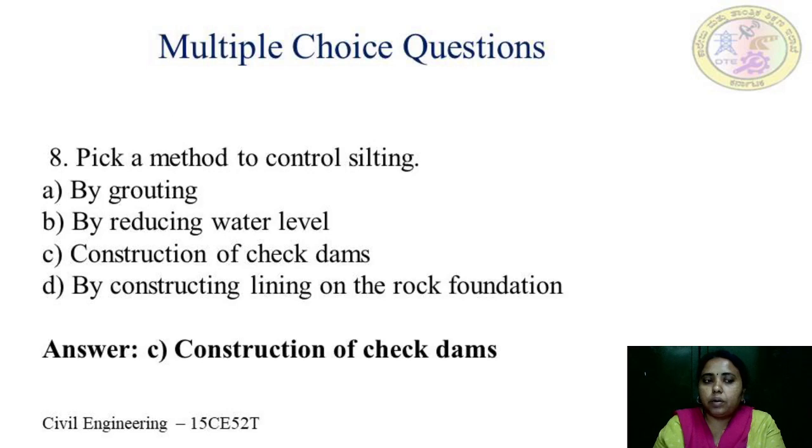And next, coming to the eighth question: pick a suitable method to control silting. How can you control the silting? By grouting, or by reducing the water level, or by construction of check dams, or by constructing lining on the rock foundations. So the best method to control silting is the construction of check dams.